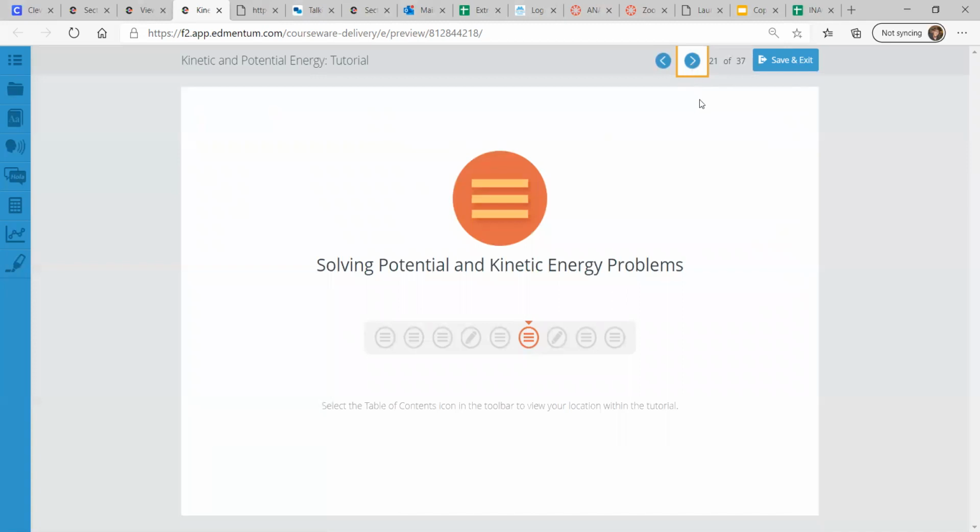So I'm going to stop at this point right now, and then next time we'll come back to solving potential and kinetic energy problems. Hopefully that gave you a little overview of potential energy. Potential deals with positions of objects, while kinetic energy deals with the motion of moving objects. And we'll get into more of that next time.